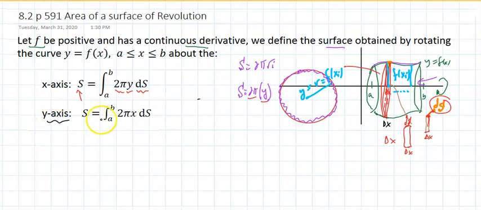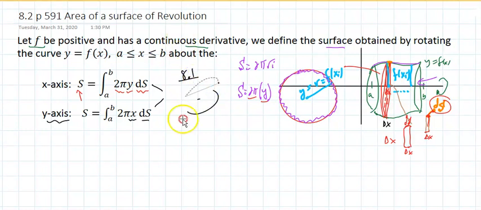if I rotate about the y-axis, S will equal the integral from a to b of 2 pi x ds. Now, this ds is from section 8.1, right? We call that ds the square root of 1 plus f prime of x squared dx, or it could be the square root of 1 plus g prime of y squared dy. Oh boy, messing things up big time. Squared.